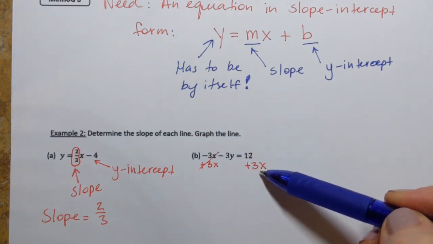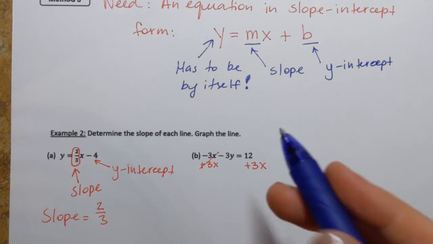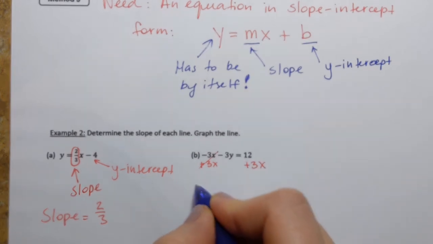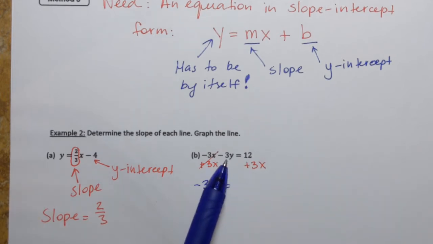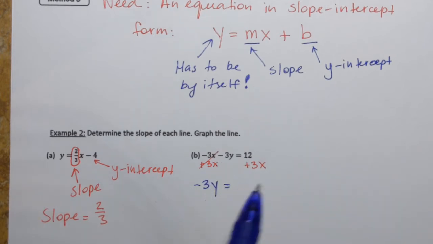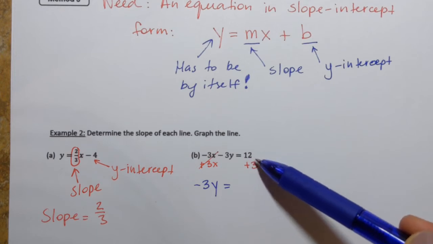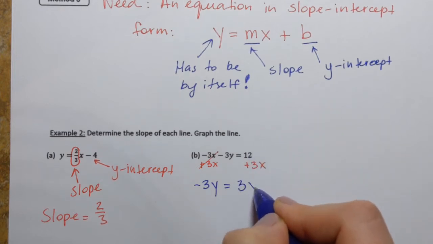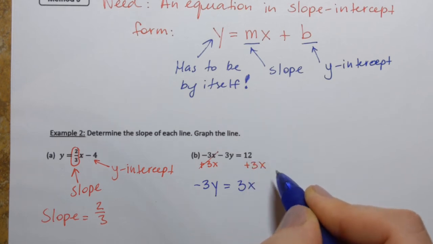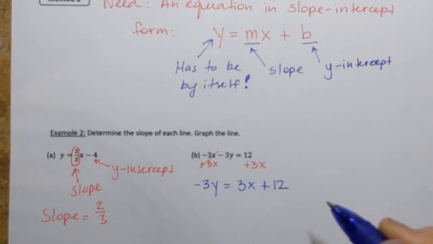Now 12 and 3x are not like terms, so I won't be able to really combine them. The only thing that I'll write, by the way, -3y is still on the left here. The only thing I can do on the right hand side is just put them right next to each other. I'm going to start with the x term, so it's 3x, and since 12 is positive, I'll write plus 12 in this manner. Okay, we're almost there.